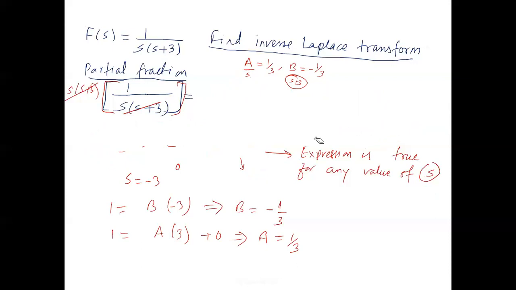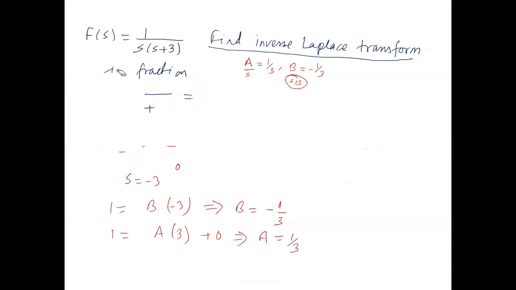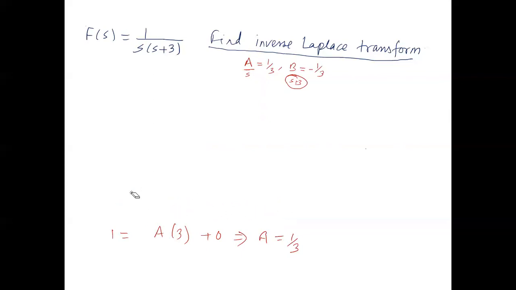Okay, so far so good. Now after that, let's use the table. Do you guys have the table? Do you have it handy? I do, yes. Okay, so how do you rewrite this guy? Let's rewrite, then I'll ask you the answer. So my F(s) is 1 over 3 over s minus 1 over 3 over s plus 3. Okay.